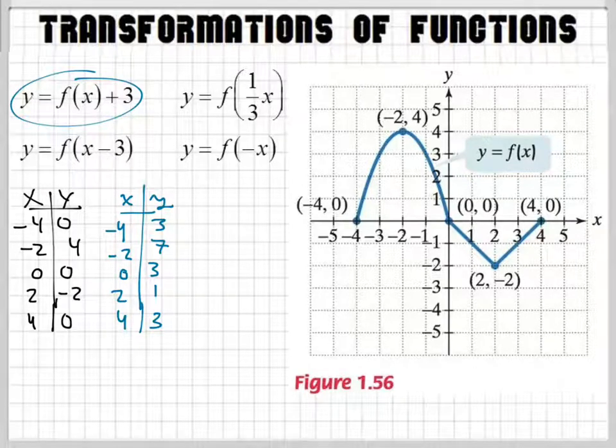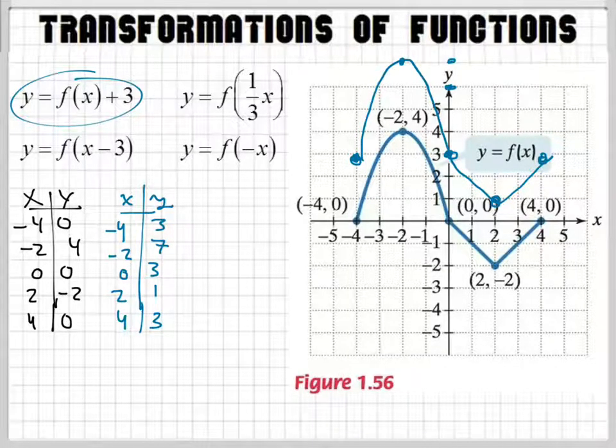And if you wanted to see it as a graph, you would plot them. See, negative 4, 3 would be right there. Negative 2, 7 is off my graph. That's 6, 7, so it's going to be up there. 0, 3 is going to be right there. And then 2, 1. Oh, that's not 2, 1. 2, 1's right there. And then 4, 3 is right there. And so I connect the dots. So there's the function. So what happened to my function? It shifted up. Okay. Same thing with the other things.